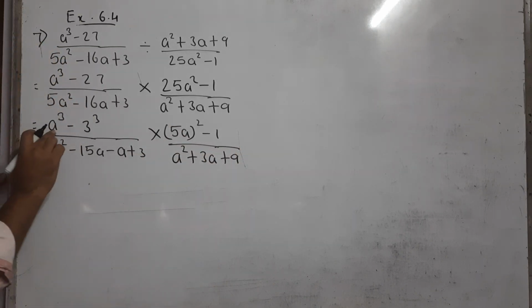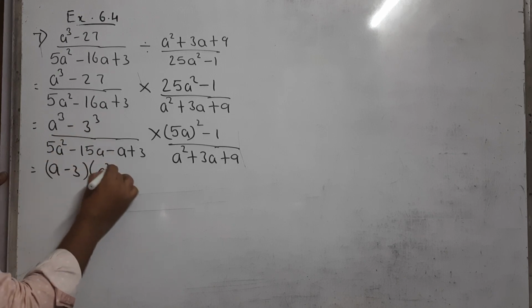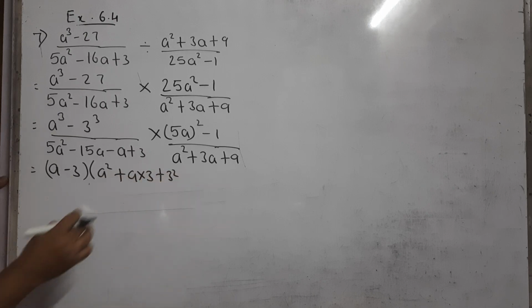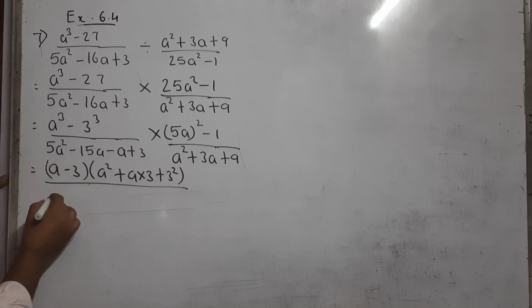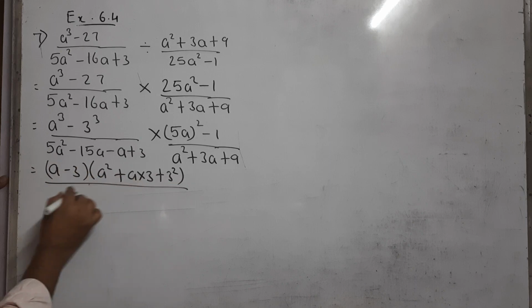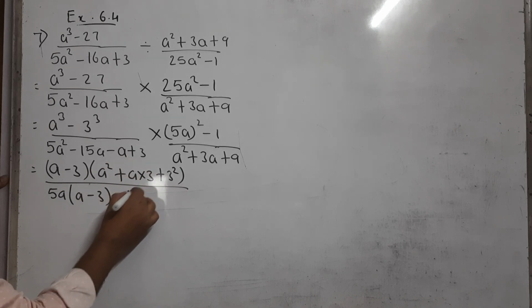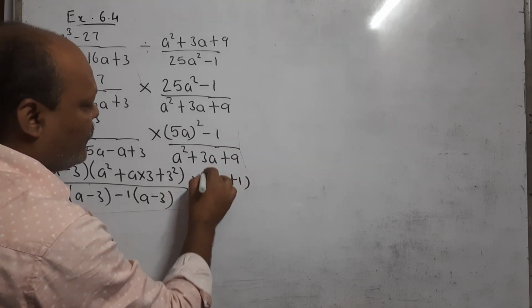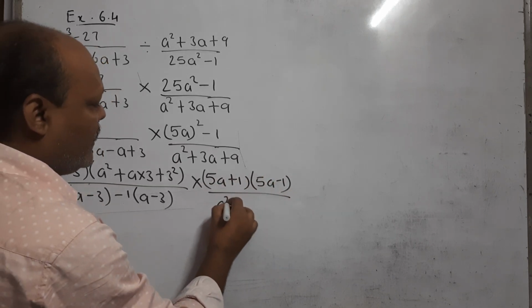Now here we can apply the formula of a cube minus b cube. The formula is a minus b, a square plus a into b plus b square. I hope you all understood the formula. Now in the denominator we can take out common. What can we take out common? 5a we can take out common. What will we get? a minus 3. From this, here minus 1 we can take out common, a minus 3. Here we can apply the formula of a plus b, a minus b, that is 5a plus 1, 5a minus 1, and the denominator as it is.